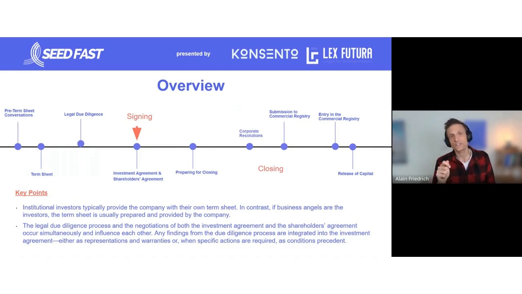Once the due diligence has finished and some of the findings might have been included in the investment agreement or the shareholders agreement, these documents are signed. Usually the signing is done by electronic signatures. Quite important here, it's not done yet. Because after signing the investment agreement and the shareholders agreement, Dominik, it is time for the closing. And this is where Konsento supports you guys. Do you want to take over and show the listeners what Konsento does in the closing?